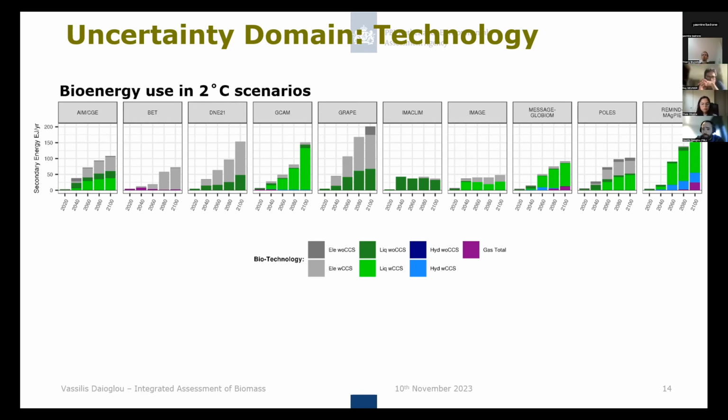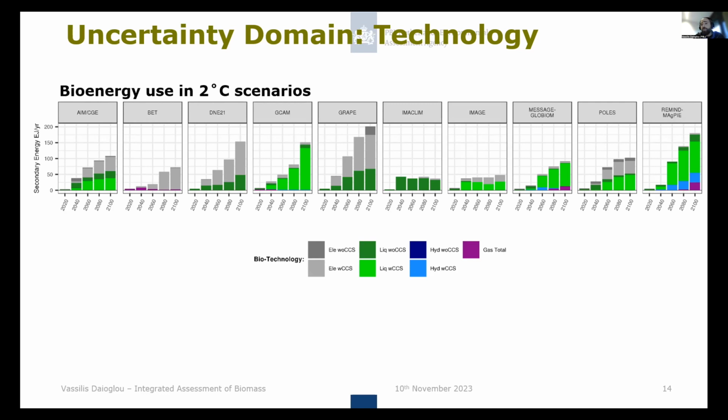The different colors are different technologies. The first thing I want you to focus on is the difference in the volume used. So some models, for instance, the GRAPE model in the middle, use up to 200 exajoules by the end of the century, while the IMACLIM and IMAGE models are way, way lower, closer to 50 exajoules.